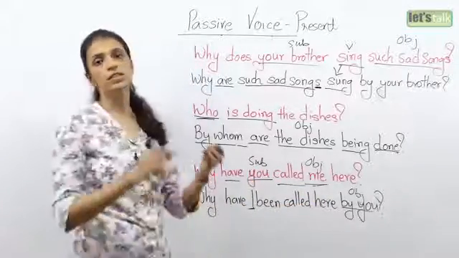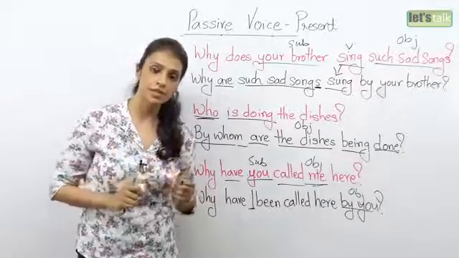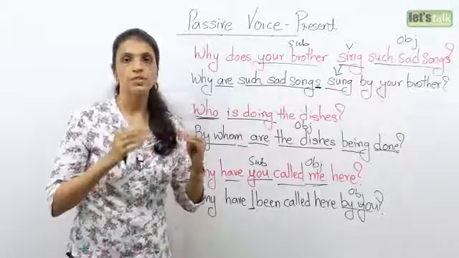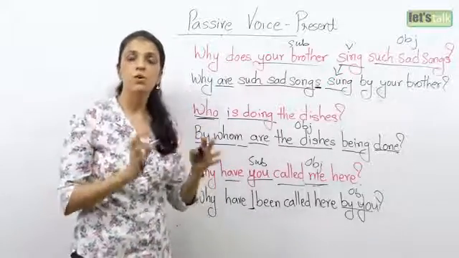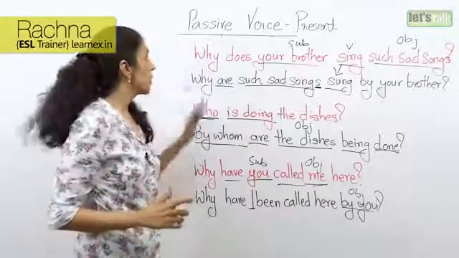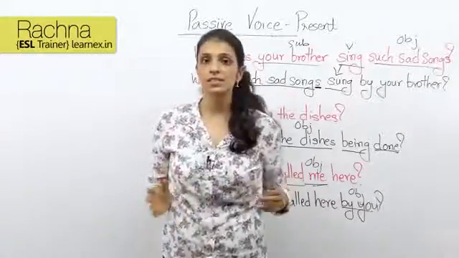Okay friends, so we've learned the simple, continuous and the perfect tense in the present tense, and we have not done present perfect continuous because there is no passive voice in the present perfect continuous tense. Alright friends, well, with this we end the passive voice in the present tense.